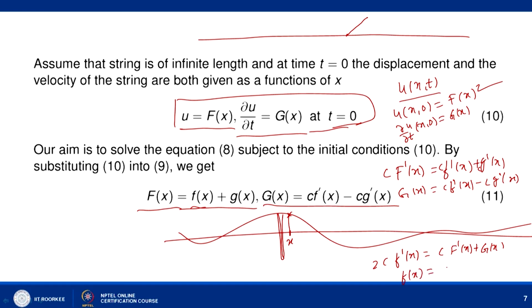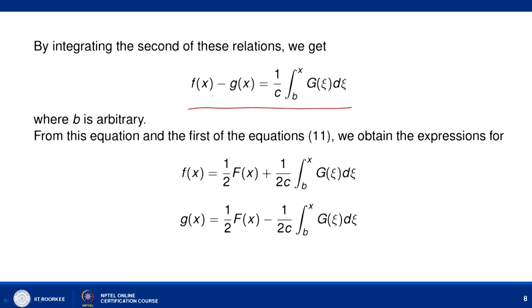When you integrate, you will get 1 upon 2 f of x plus the integral of g. Now, the integration you are doing is with respect to x. So let us take that it starts from some arbitrary value, say b, to x of g xi d xi. So that is what we are writing here: f x minus g x equal to 1 upon c times the integral from b to x of g xi d xi. Here b is just an arbitrary constant.